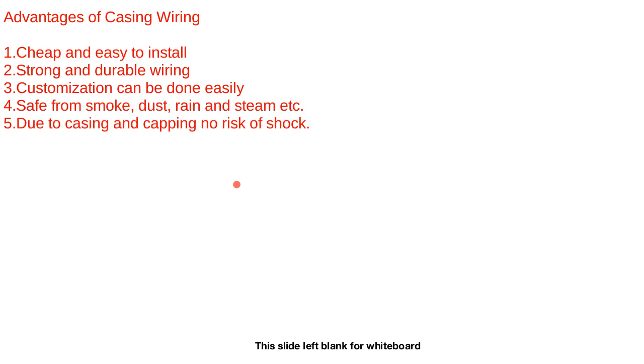Briefly, let us look at the disadvantages of this type of wiring system, the casing wiring system. One is that, as compared to the cleat wiring system, this one is a bit expensive. You can say it's expensive.